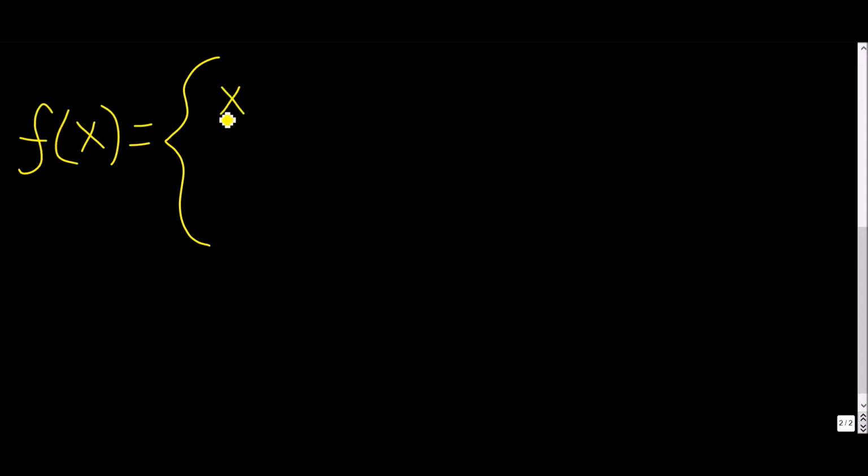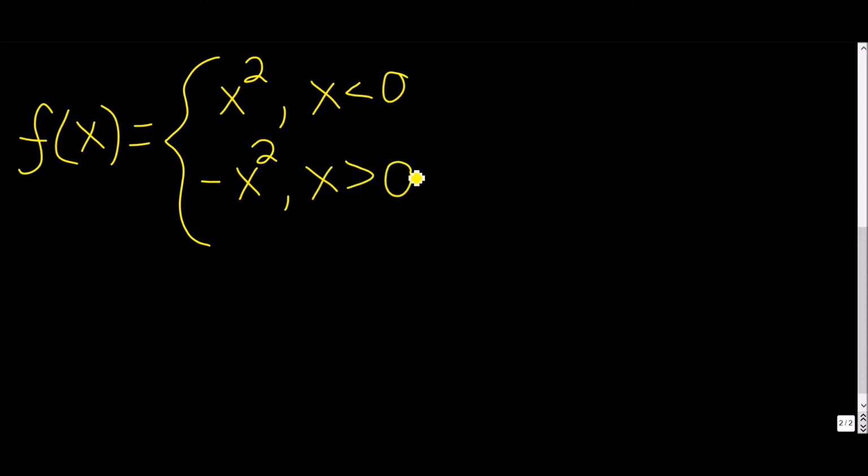So I'm going to propose a function, f of x equals x squared when x is less than 0, and negative x squared when x is greater than 0. So notice that I'm not allowing x to be 0 here. It can be bigger than 0 or less than 0, that's it. So what does this function look like?